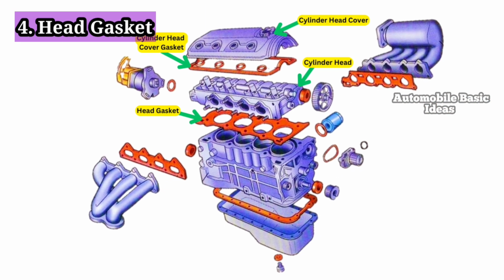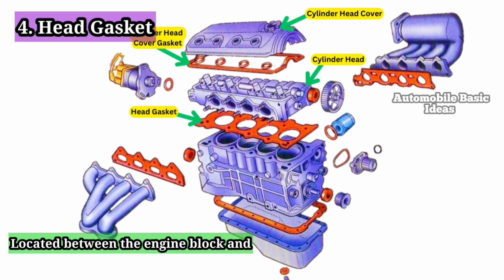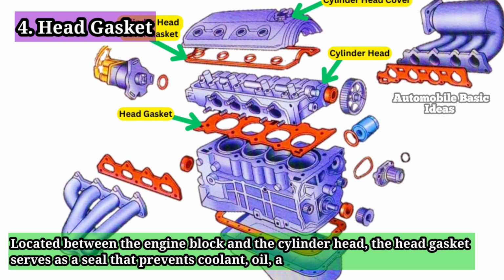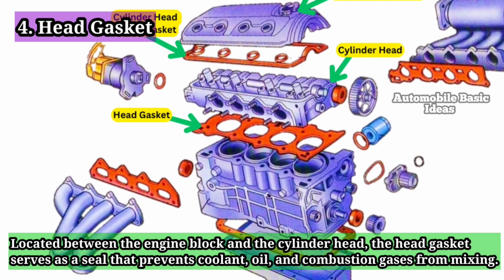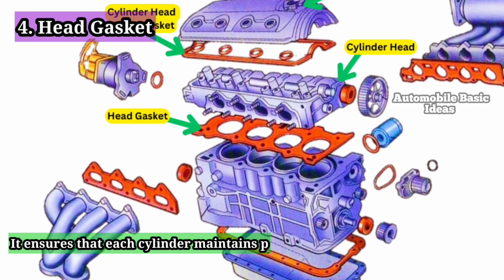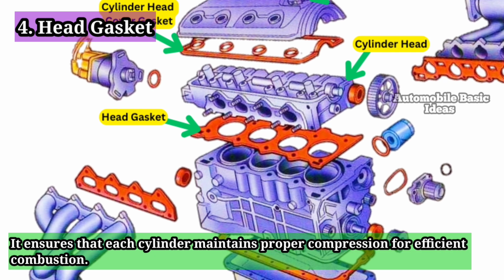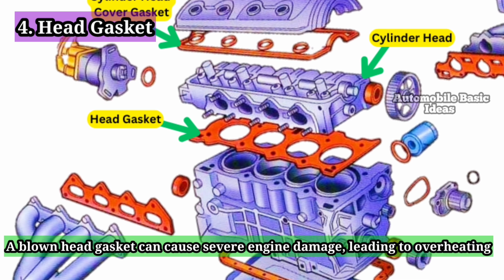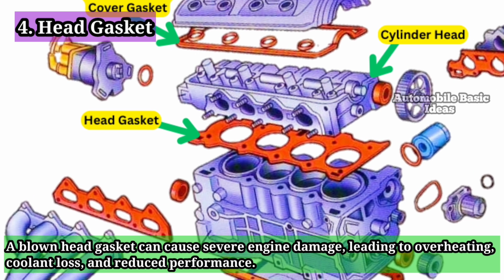4. Head gasket. Located between the engine block and the cylinder head, the head gasket serves as a seal that prevents coolant, oil, and combustion gases from mixing. It ensures that each cylinder maintains proper compression for efficient combustion. A blown head gasket can cause severe engine damage, leading to overheating, coolant loss, and reduced performance.